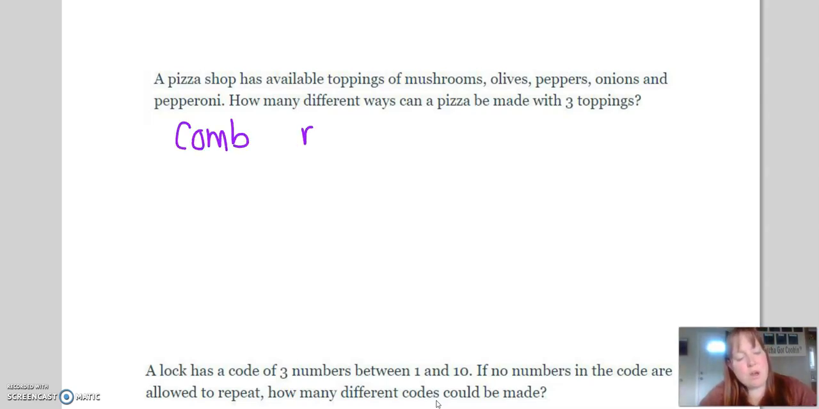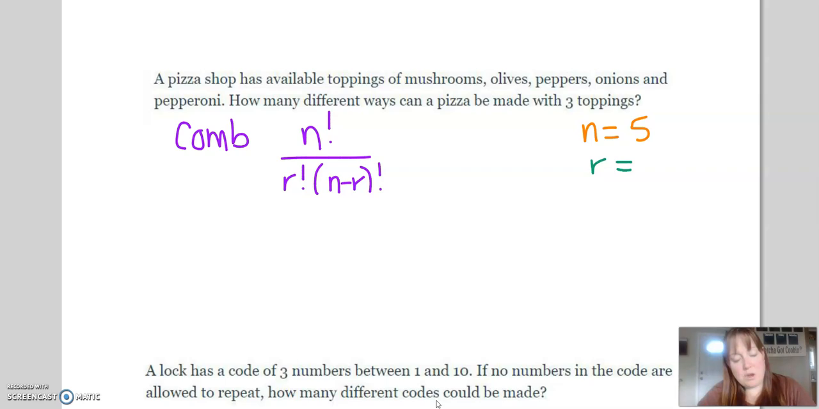So we remember that our combinations formula is n factorial over r factorial times n minus r factorial. Let's figure out what n and r are. n is how many things we have to choose from, and r is how many of those we choose. So how many things do we have to choose from? 1, 2, 3, 4, 5. So n is 5. And how many of them are we going to put on our pizza? Well, we're going to pick 3 of them. So we could write this as 5 choose 3.